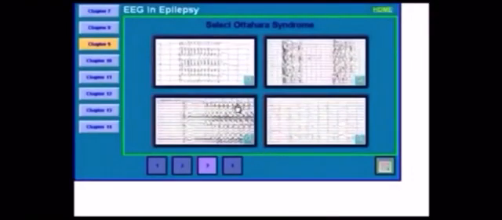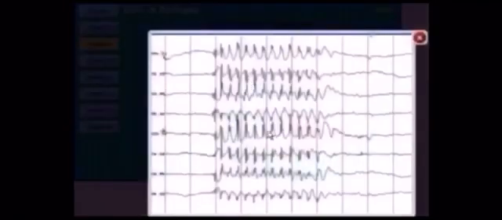Okay, I'll show you one more EEG and then we'll stop here and I'll see you at another time. So this EEG pattern, what you see here is almost 3 per second spike and wave. This is a pattern that is seen in patients with generalized epilepsies such as absence seizures.